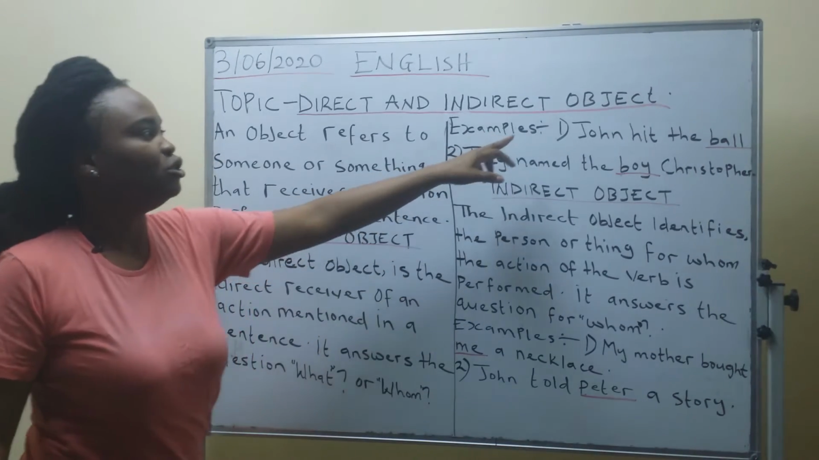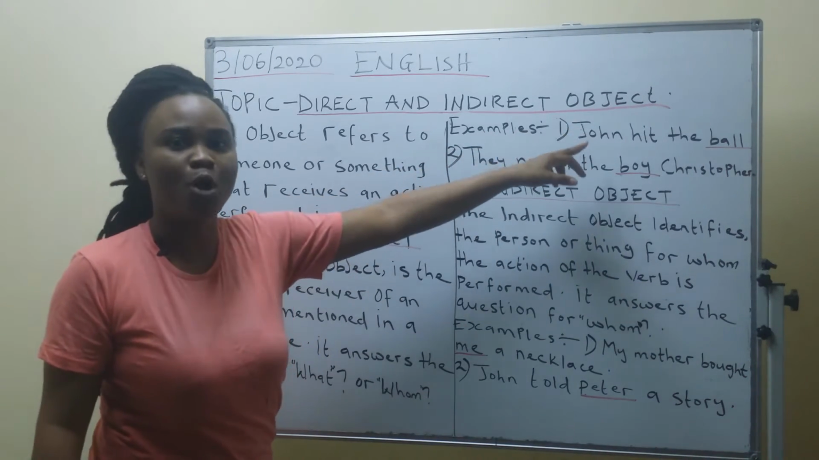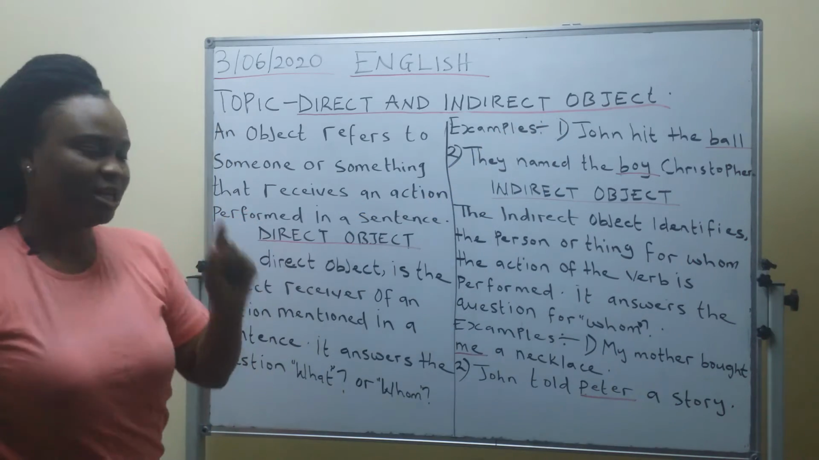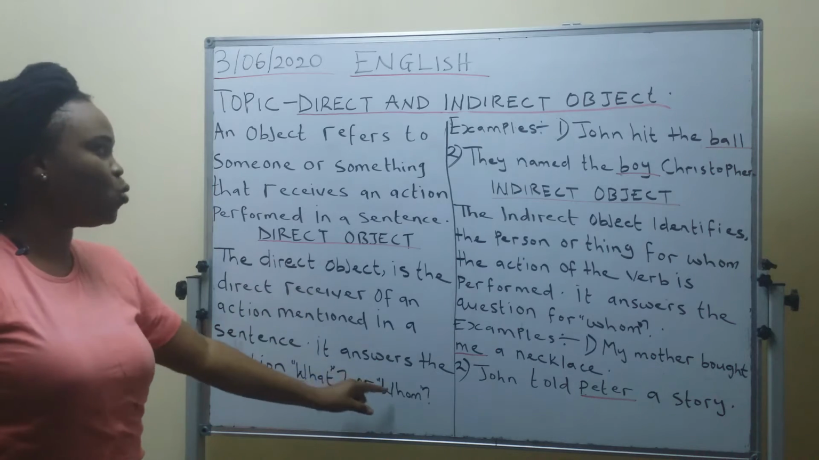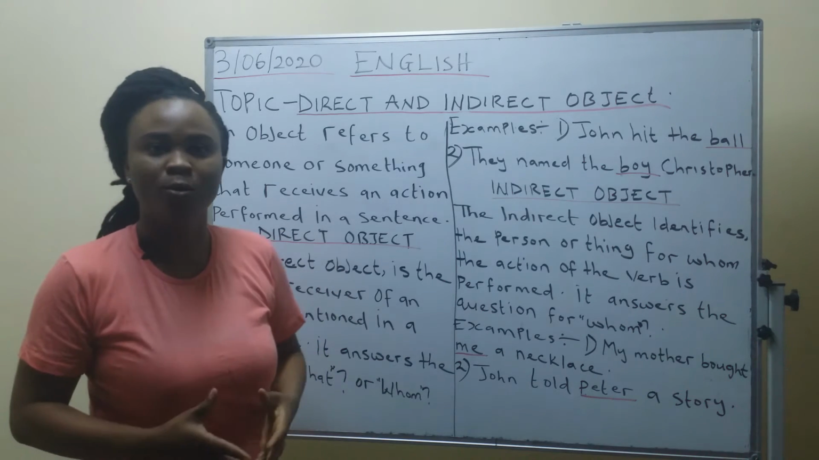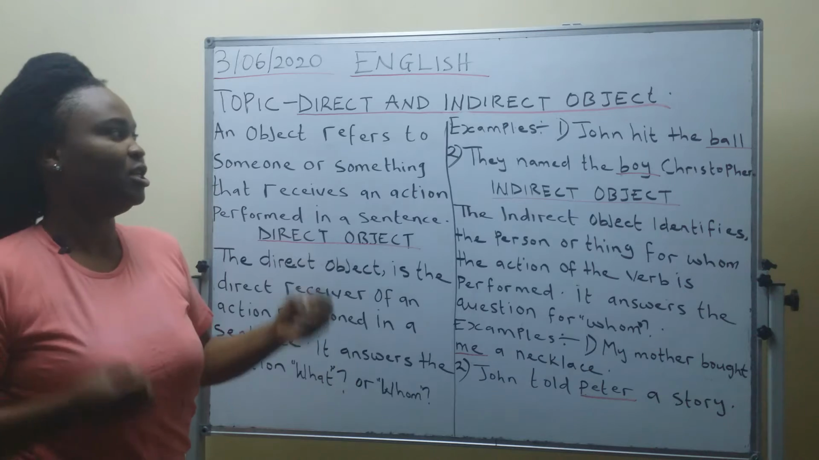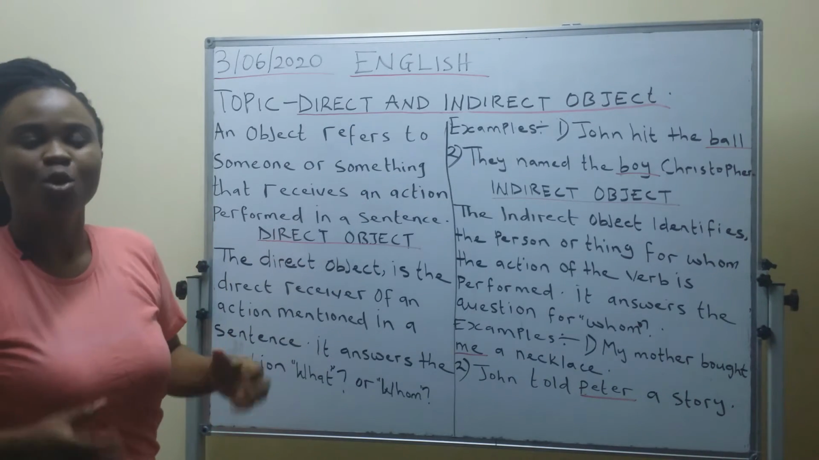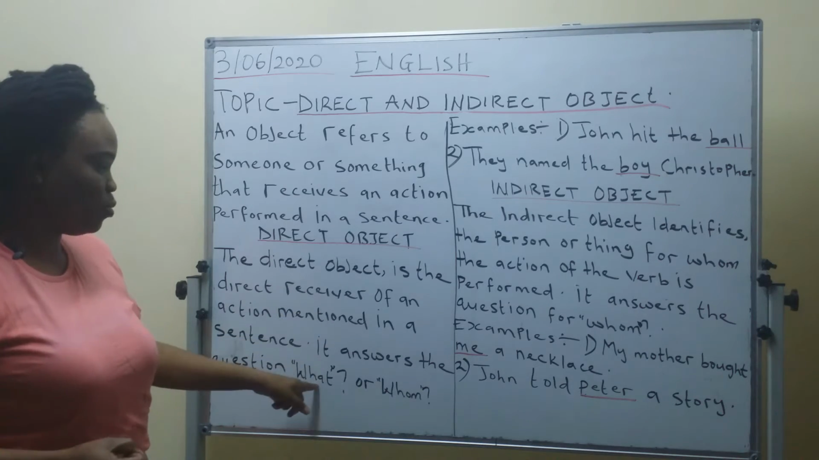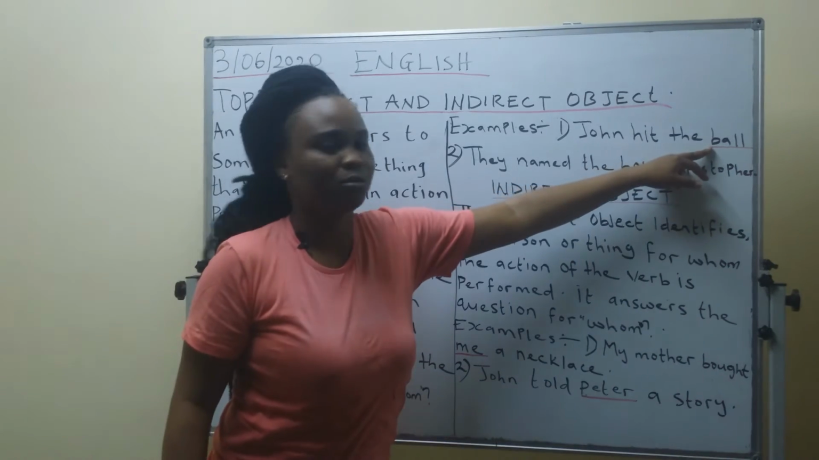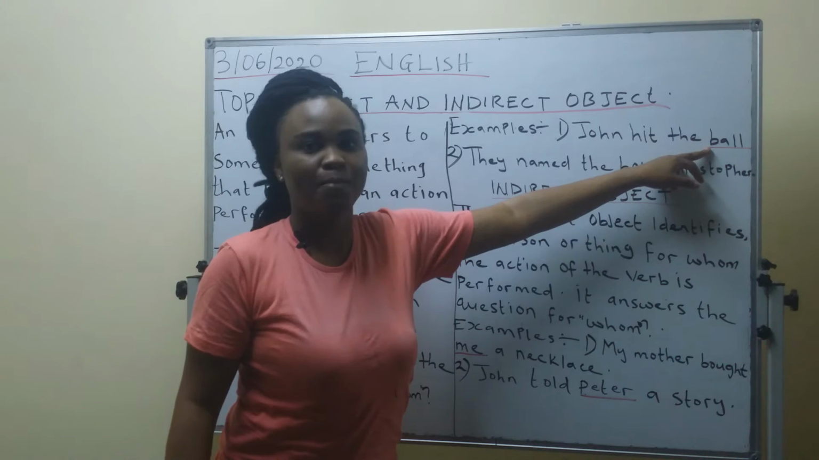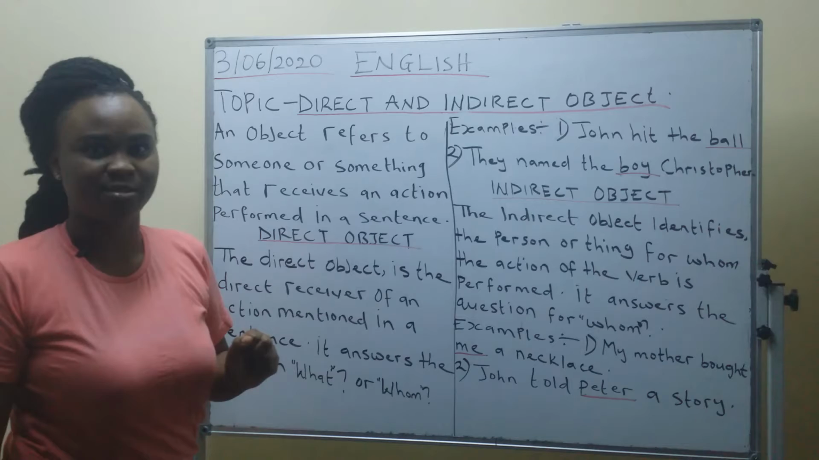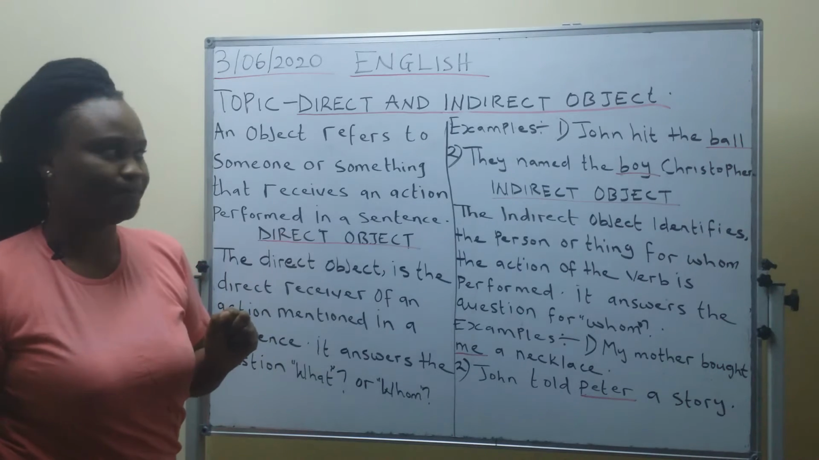Example 1. John hits the ball. Now you see, it answers the question what or who. Who hit the ball? Who is that person? It is John. So what did John hit? What did he hit? He hits a ball. So the ball here is the direct object in this sentence. Hope you are following what I'm teaching.